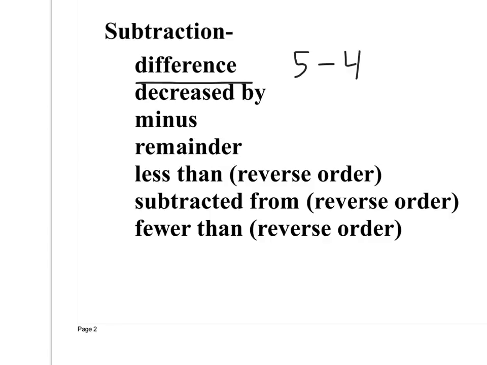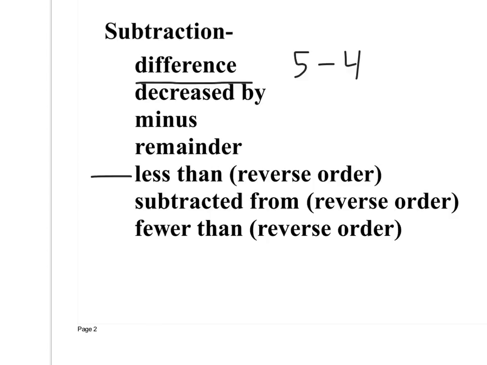Decreased by, they use a little bit. Minus, they won't ever use. It's too easy. Remainder, every once in a while. But you see, we've got three phrases down here that are a little different, right? And pay attention to these. Less than is the one they use most often.